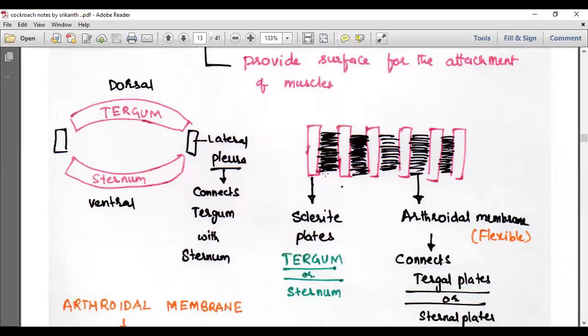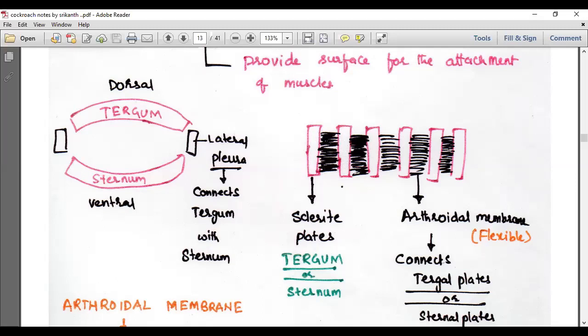Okay. So these are the tergal plates. If you say this is the dorsal side, what do you say? All these pink boxes are tergal plates. So one tergal plate is connected to another tergal plate by a flexible membrane called arthroidal membrane. Most happening question in entrance examinations. What is arthroidal membrane? Tergum, tergum, tergum. We said on the dorsal side. Sternum, sternum, sternum. We said on the ventral side. So on the dorsal side, those terga are connected by a flexible membrane, arthroidal membrane.